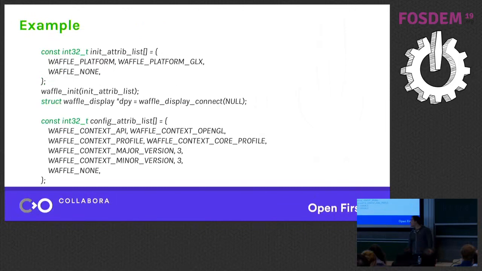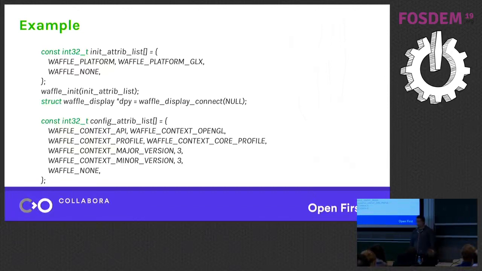So a very quick example. Bear in mind that I have omitted any sort of error checking for brevity, but normally you want that. So you will specify a very short attribute list, what kind of platform you want. You will initialize your connection. You will connect to the display. If, for example, you know a specific display, you can give the name of that display, and it will try to connect to that.